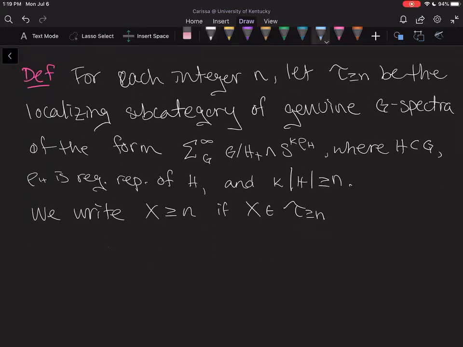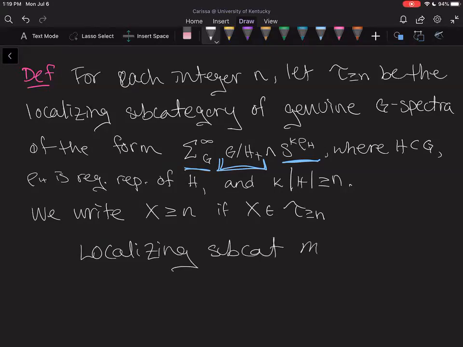All right, so what we're doing here is taking a representation sphere for K, meaning for H, and inducing it up to be a representation sphere for G, and then turning it into a genuine G spectrum by taking the suspension spectrum. Now, we have this localizing subcategory.